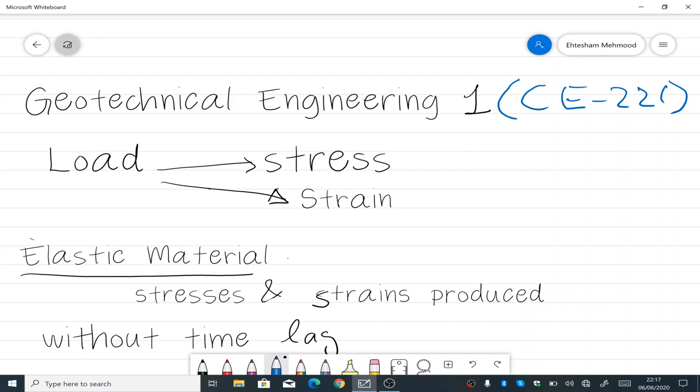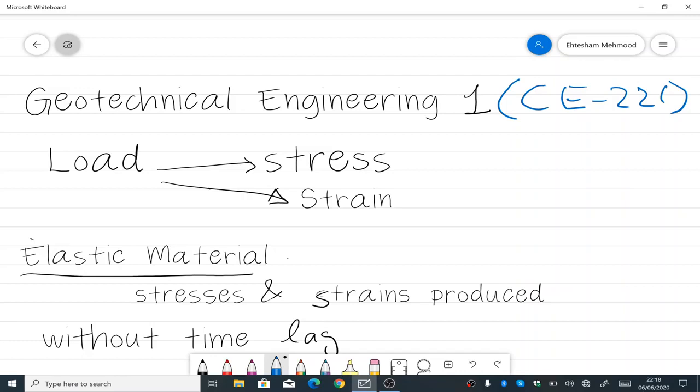This is the first lecture out of the online course series for Geotechnical Engineering 1, and the course code is CE221. In today's topic, we will be mainly talking about consolidation settlement. Before we go to consolidation settlement, we'll first have a little look at load.